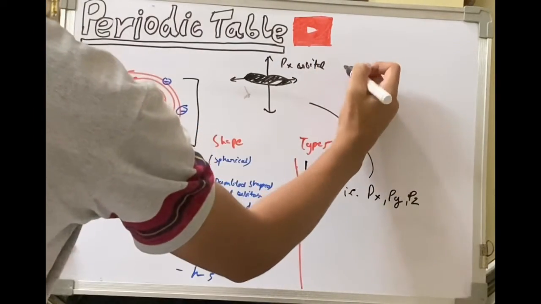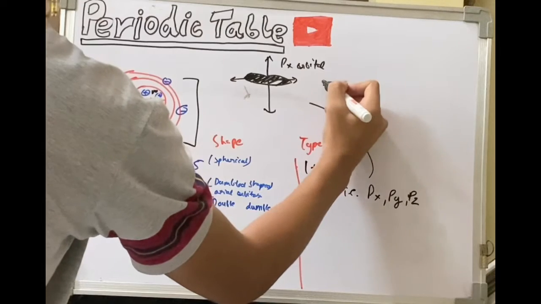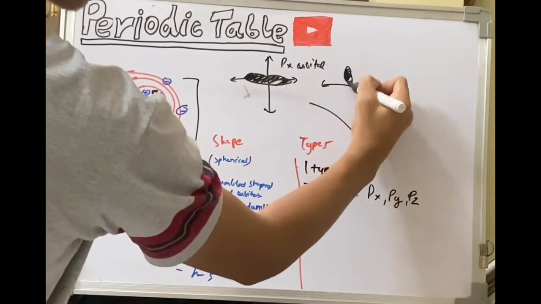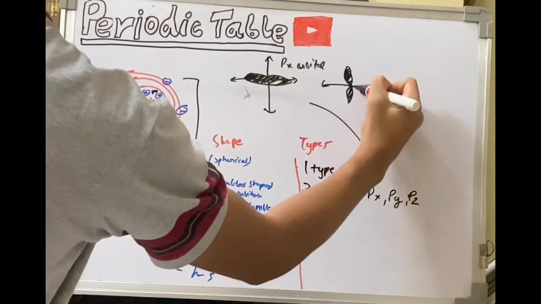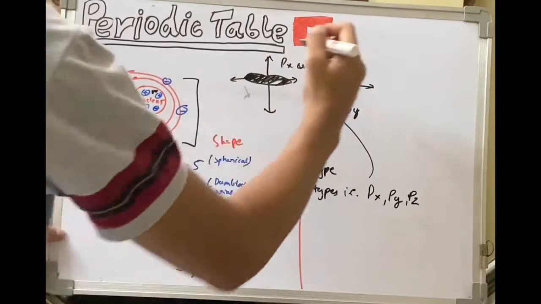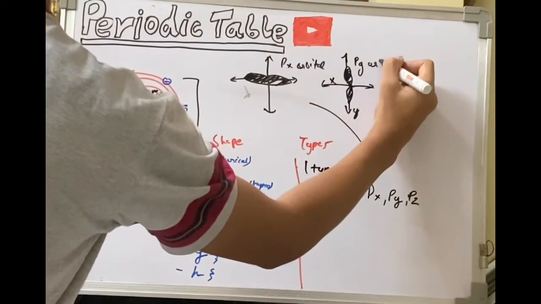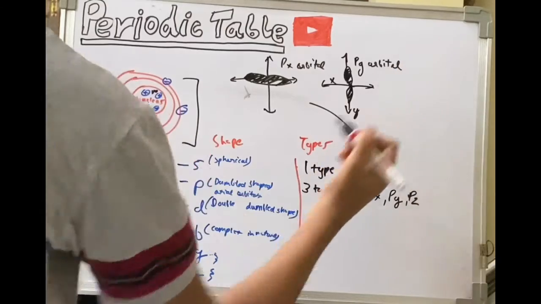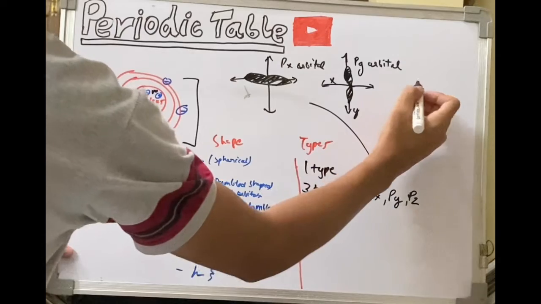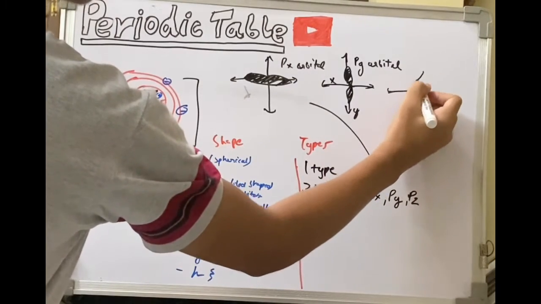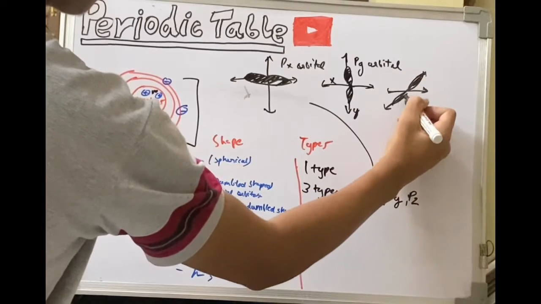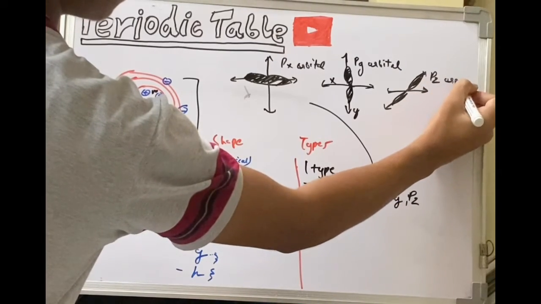Now comes the Py orbital. I think many of you would have already guessed it. So it will be something like this, right? Py orbital. Now we'll come to the Pz orbital. In this case, we will only draw the x and the z axis to avoid confusion. This is the Pz orbital.